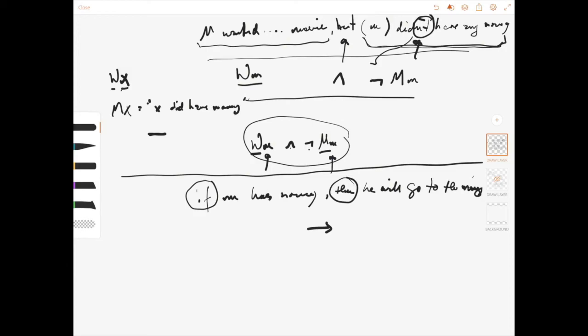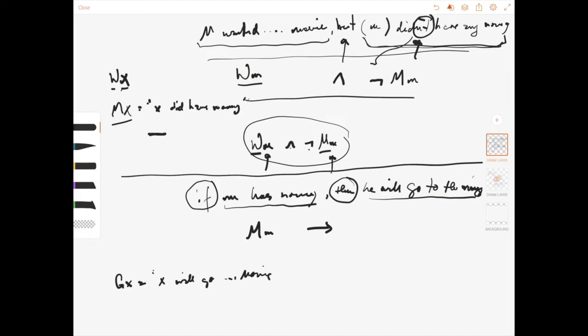So now let's analyze the propositions here. "Matthew has money" is basically the equivalent of M of X. So let's let that be M of M. So that stands for "Matthew has money." And now let's map out what "he will go to the movie" might look like. So let's just use G of X to stand for "X will go to the movie."